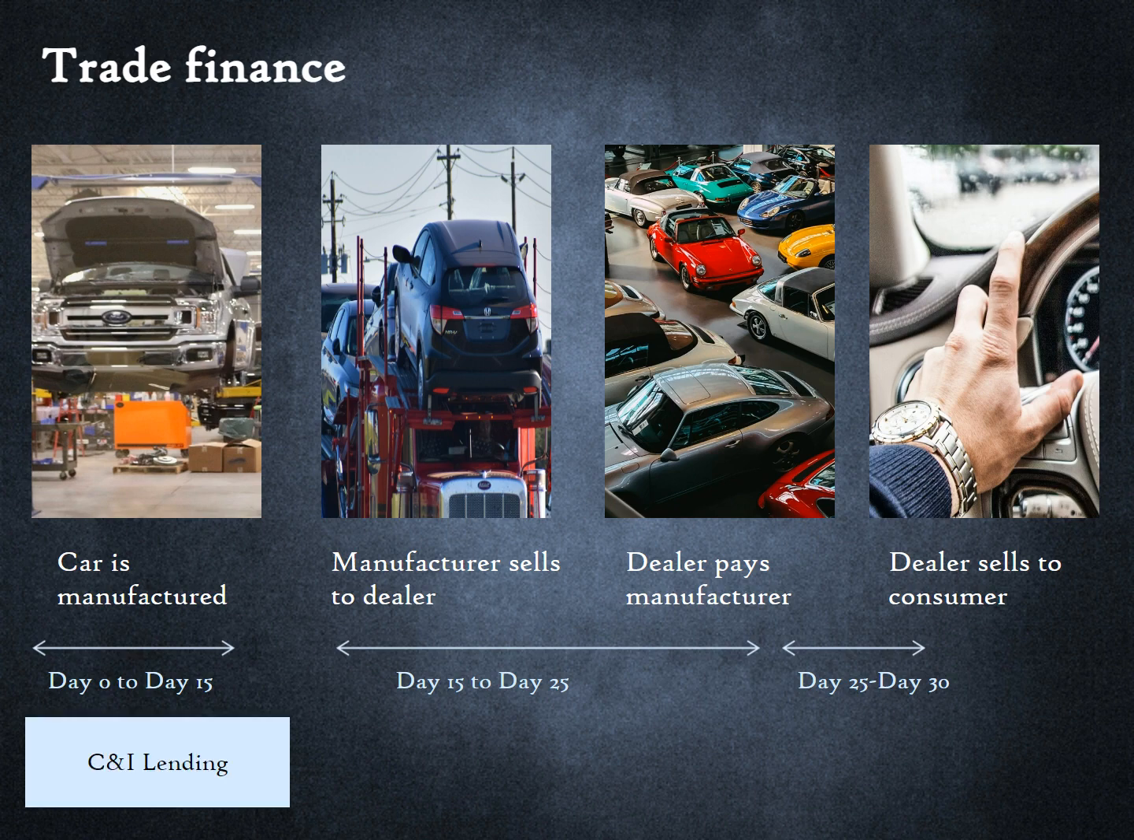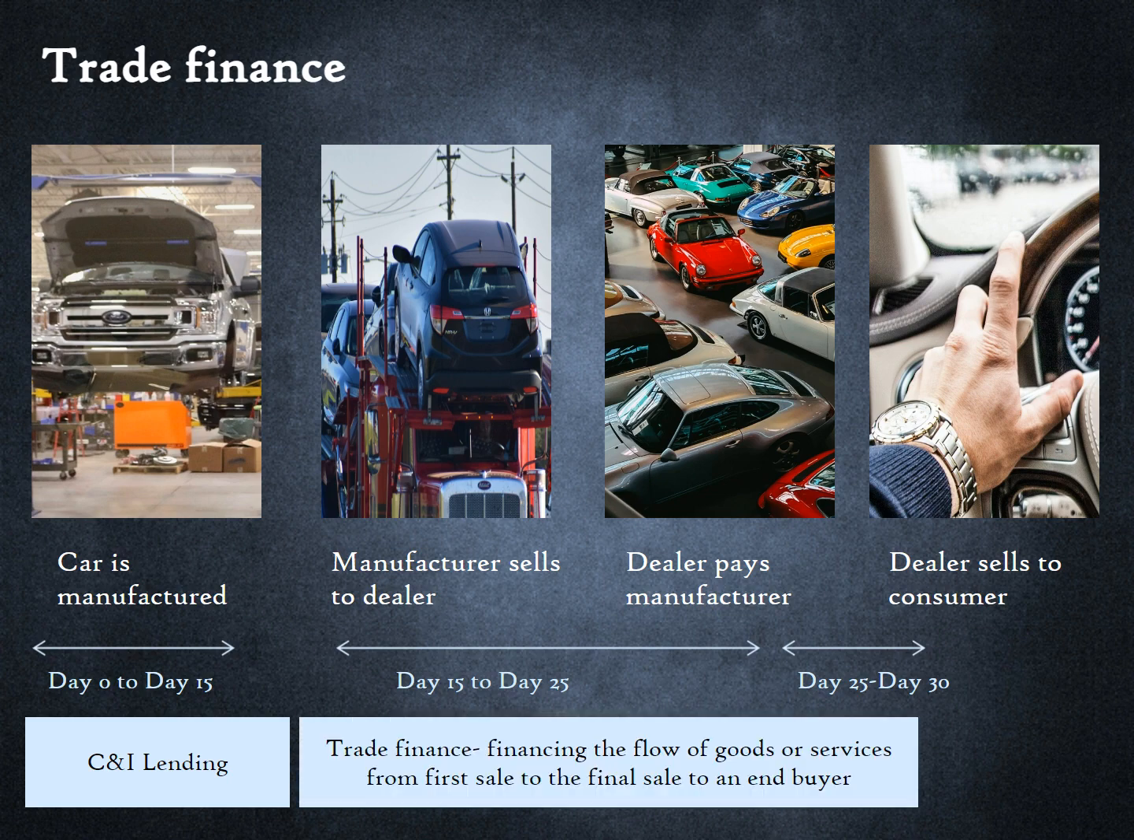Trade finance comes in at the point the manufacturer sells. From day 15 to day 25, the manufacturer needs financing as the dealer won't pay till day 25. From day 25 to day 30, the dealer needs financing. On day 25, the manufacturer gets paid out, and on day 30, the dealer gets paid out.